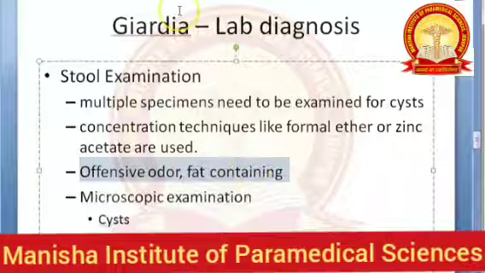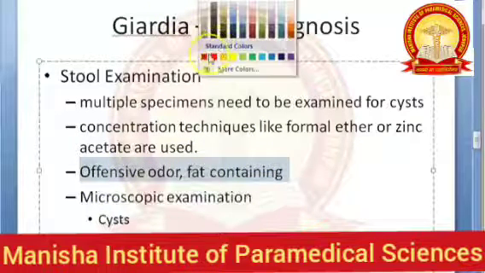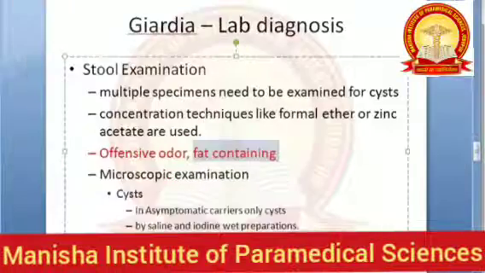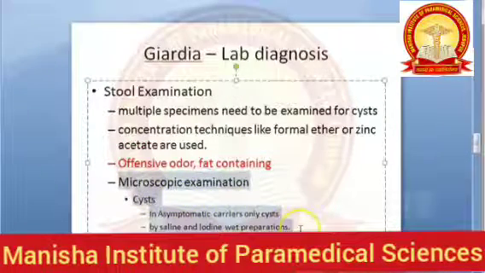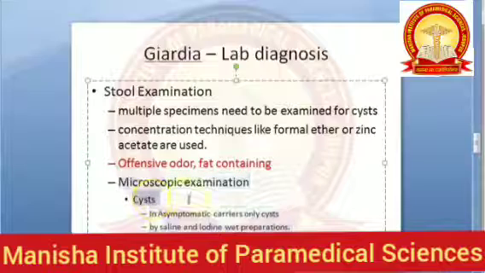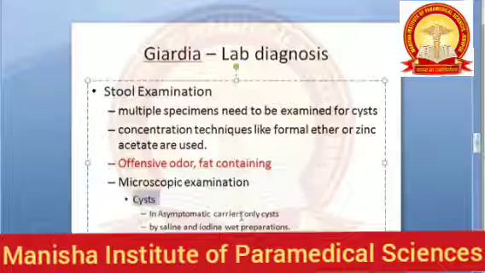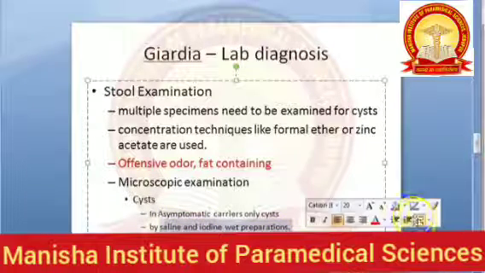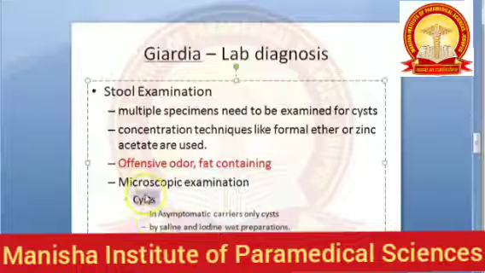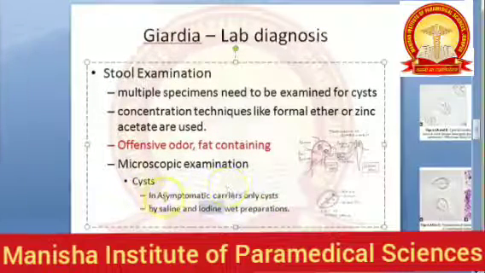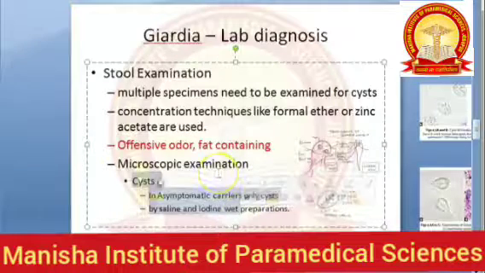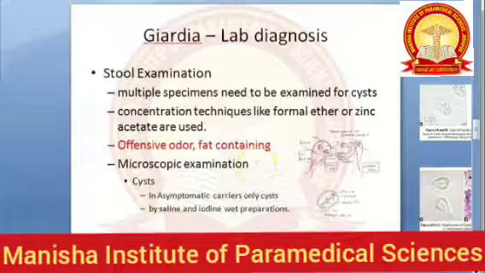The stool will have an offensive odor and it will contain fat. This you know, right? Because there is steatorrhea. Fat malabsorption is there. In microscopic examination, you will see the cysts. If only cysts are there, that is an asymptomatic carrier, and you can use saline and iodine wet mount preparations to observe these cysts. Similarly, for trophozoites you can use saline, Giemsa stain, and iodine.